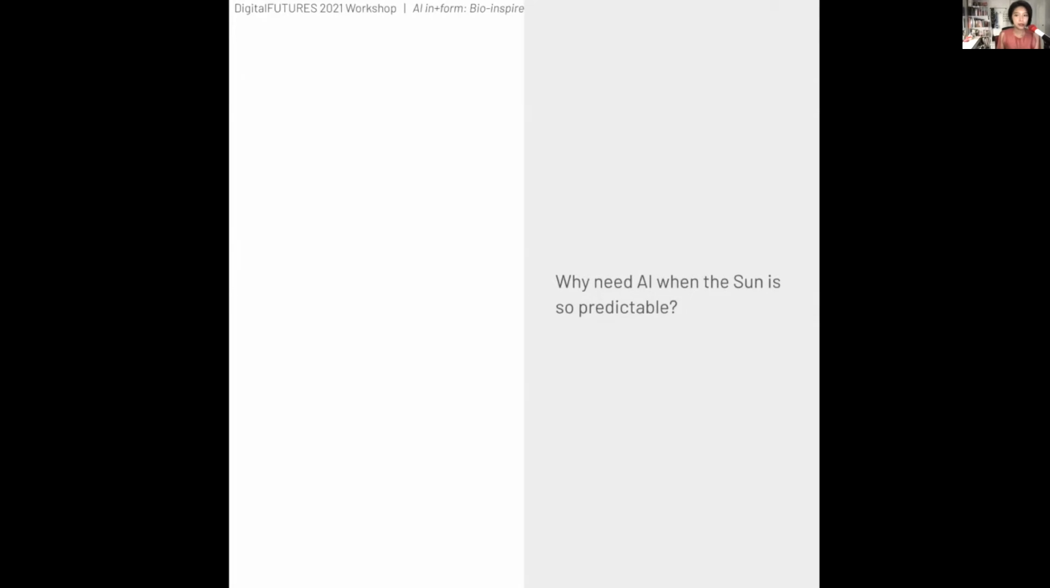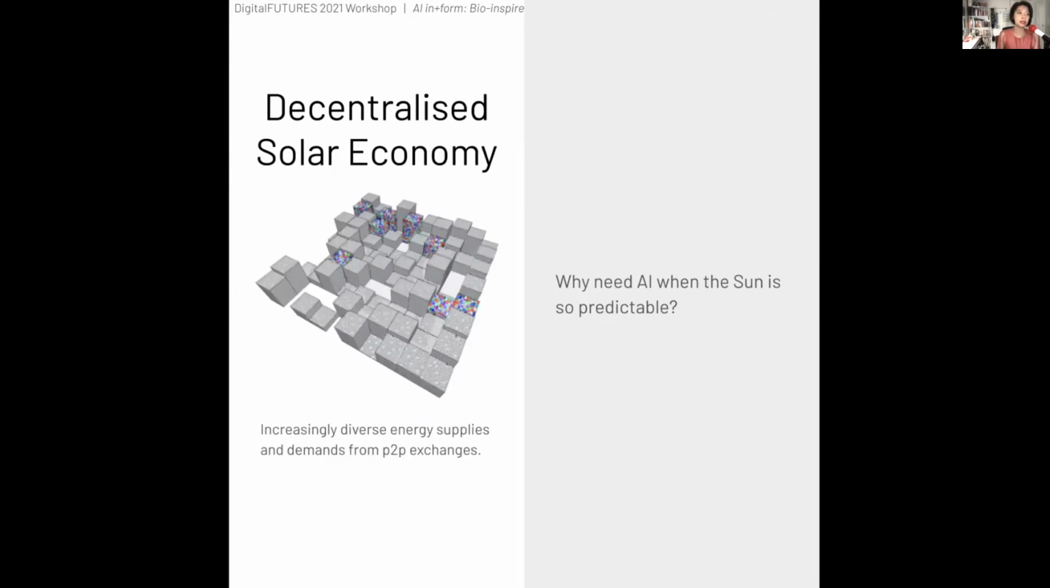But then why do we need AI when the sun is so predictable? We can basically predict how the Earth is going to circulate around the sun for the next 1,000 years. That's also something that we want you to remember: one of the goals is to decentralize. If everyone should be able to have their own solar designs and generate their own electricity, then we can embed more solar devices in the city.